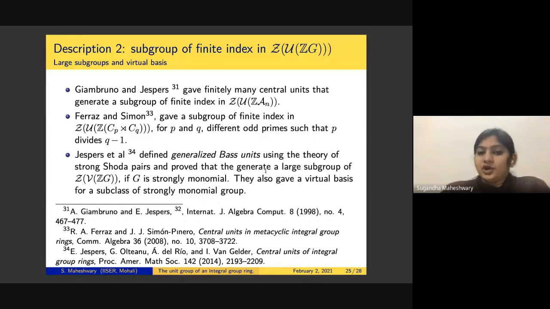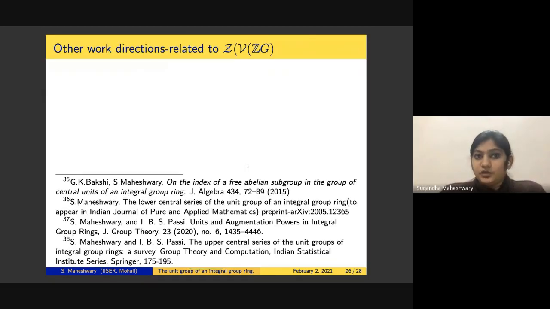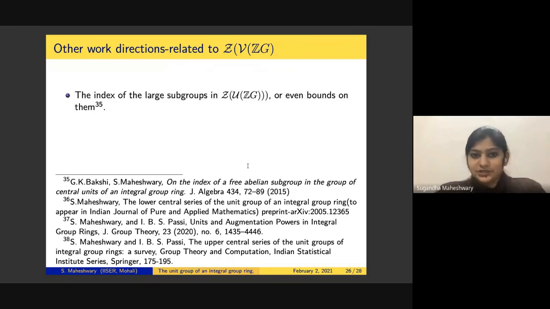And not only the large subgroup, the matter here is also about the virtual basis. Like if you have that large subgroup, can you find out a basis for that? So that we are calling the virtual basis, right? So this is the kind of direction which is going on to understand subgroups of finite index in the center of the unit group. And I'll add some more directions which are related to this work.